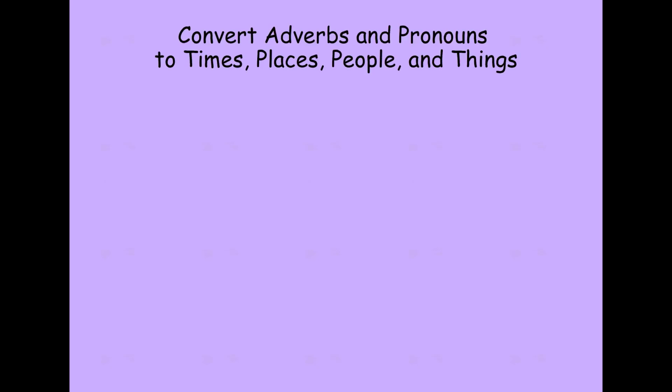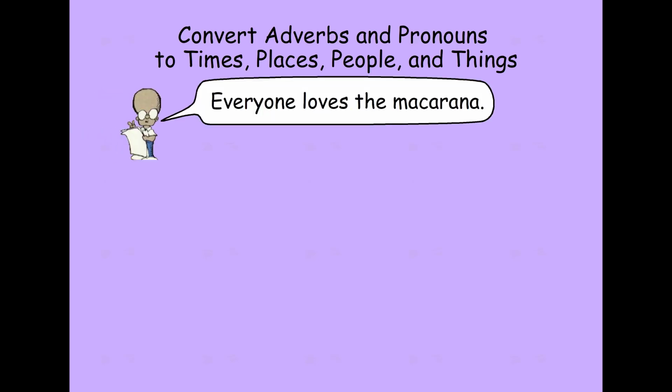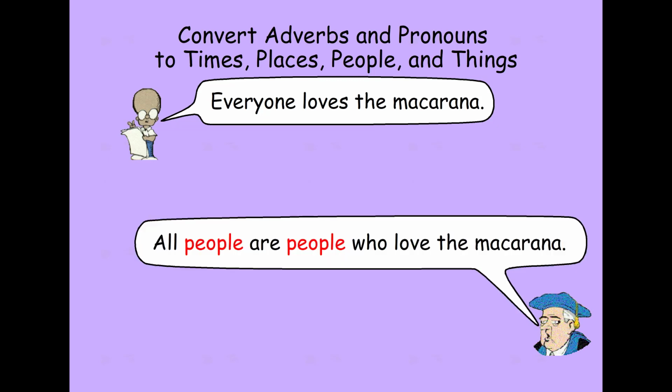So what's our next rule then? Our next rule says convert adverbs and pronouns into times, places, people, and things. So if we have a sentence like this, everyone loves the Macarena, we want to convert that into a standard form categorical statement by introducing a standard form quantifier, introducing a subject term that picks out a class of things, a copula that's consistent with the quantifier. We've got a non-standard verb, so we're going to fold that into the predicate class, and we get all people are people who love the Macarena.